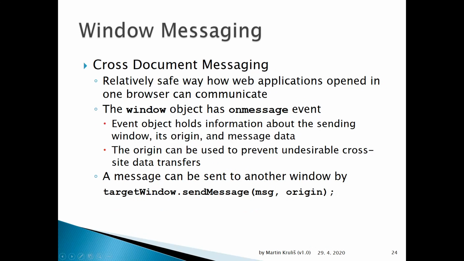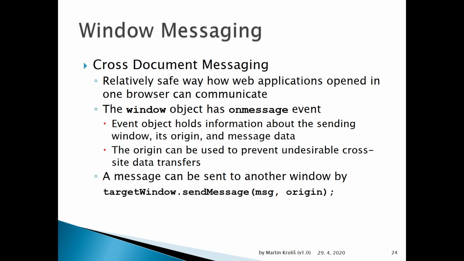I promised to present some techniques for allowing communication between multiple windows or multiple tabs. The first of them is cross-document messaging. This is a relatively safe way to send messages from one open window or tab to another. Actually, there are some limits. One of the limits is that you have to get a pointer to the other window. So normally this is used only in specific situations, like when one window opens another window. So the original window holds the target object of the newly created window.